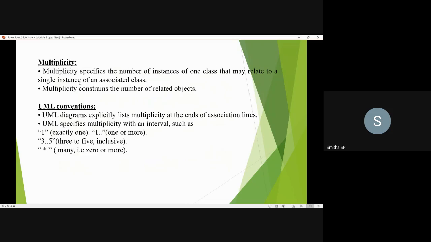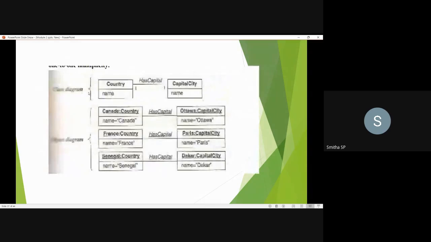So multiplicity specifies the number of instances of one class that may relate to a single instance of an associated class, whereas multiplicity constrains the number of related objects. It means multiplicity tells us the number of related objects, what number of objects are related. Then you can observe in the figure, and we have also discussed UML conventions. Next, you can observe in the figure, it is a 1-to-1 multiplicity.